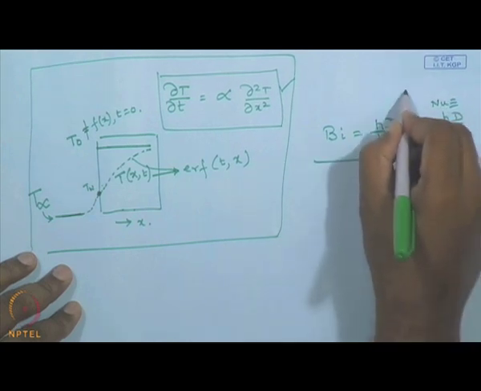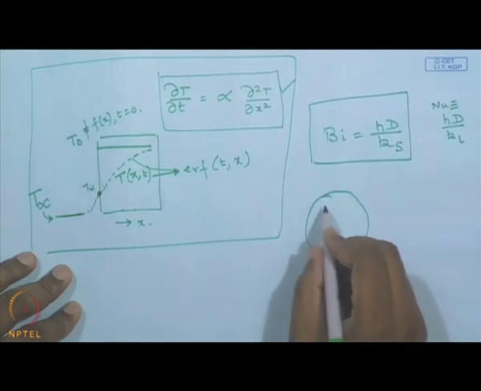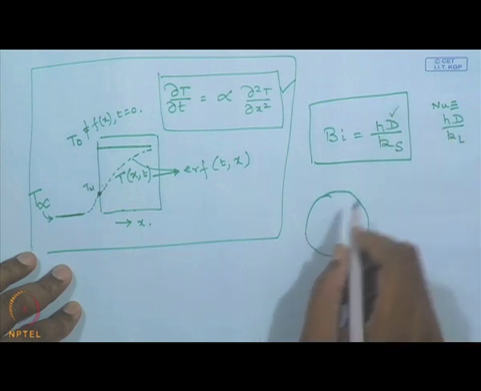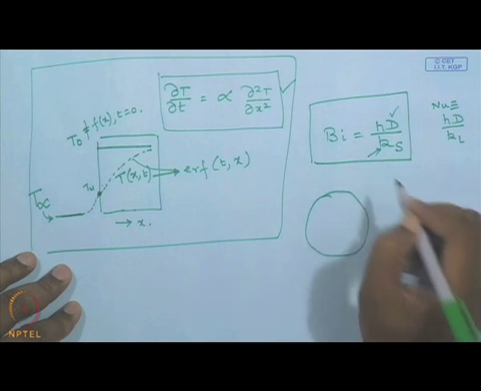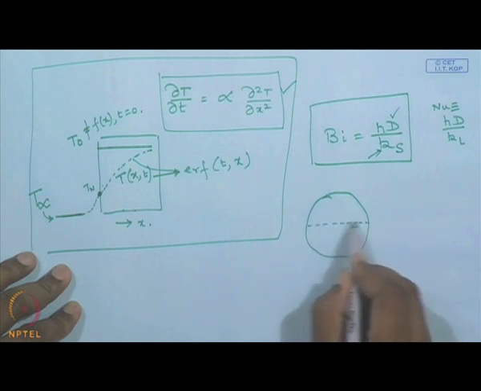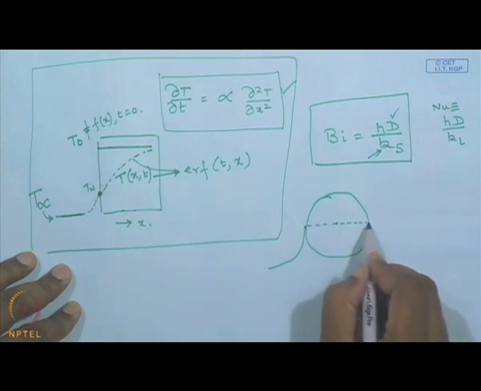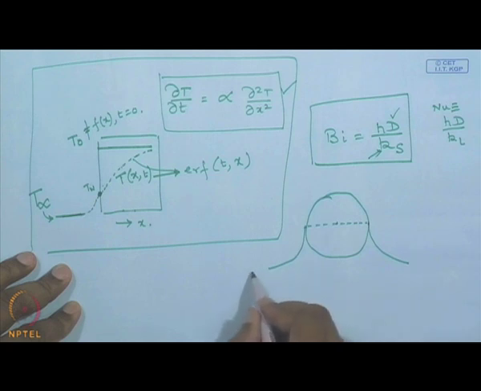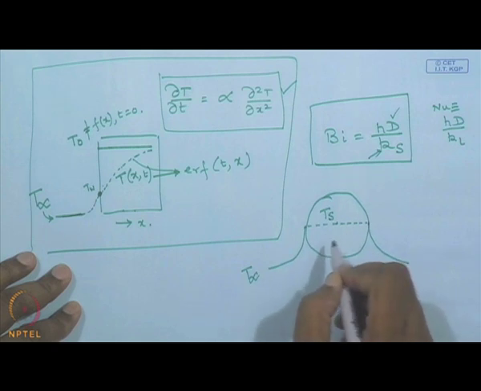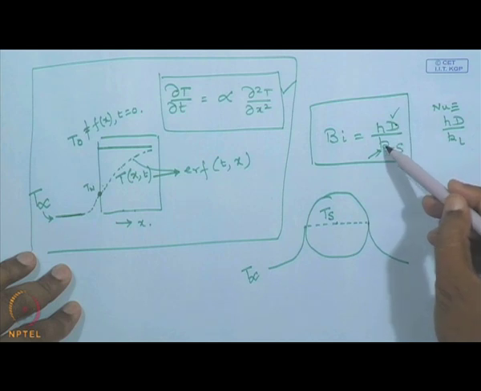So for a small value of Biot number, let us say we are talking about a sphere. Now in a sphere the diameter is small. Now if the diameter of the sphere is small, or if the value of k is large, then what one can think of is that the temperature inside the sphere will remain constant, will remain invariant with time, and this is the temperature T infinity, whereas this is the temperature of the solid.